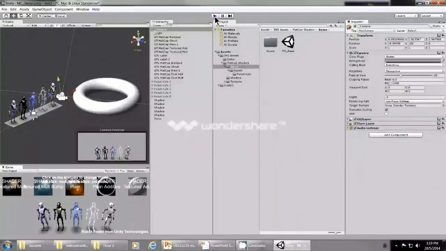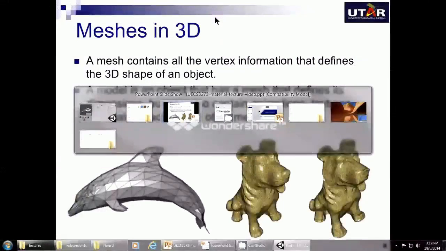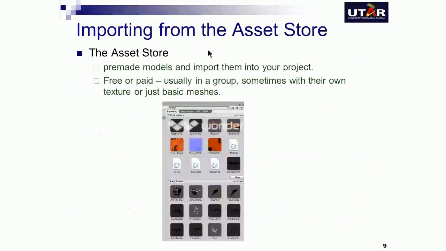Okay, so that's importing an asset from the Unity online store. Now let's go back again to our lecture. So we talked about meshes, we talked about importing models from the Unity asset store.